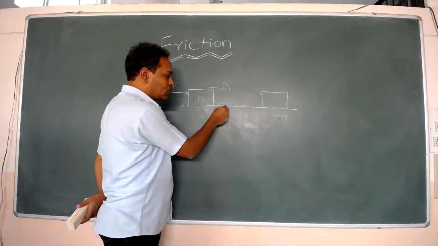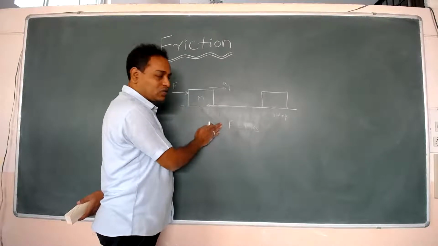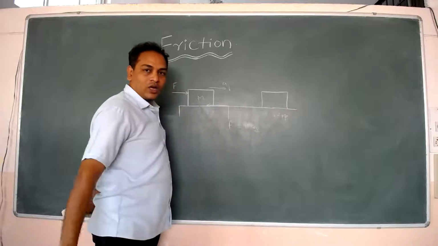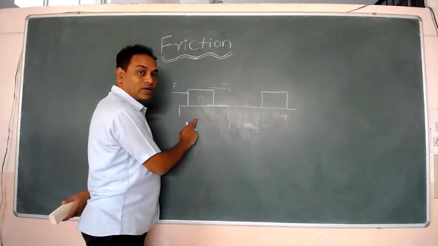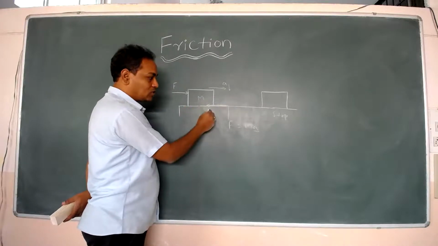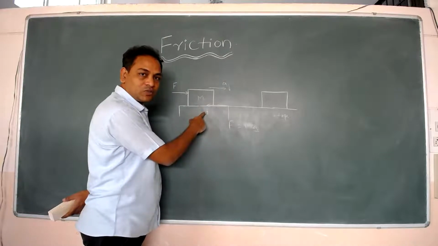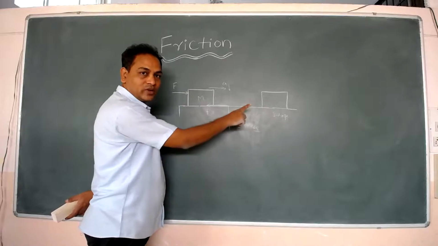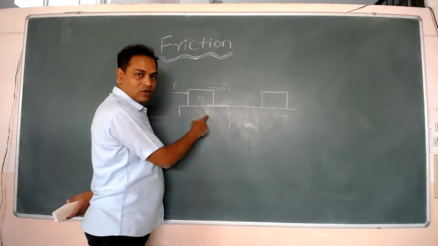That frictional force is applied by the ground. The ground is another surface which is below this body. It may be the ground or a table, whatever it may be. This surface will try to stop this body. That means in the opposite direction, a frictional force is acting. This frictional force is responsible for this body coming to rest. It comes to rest quickly because of this frictional force.